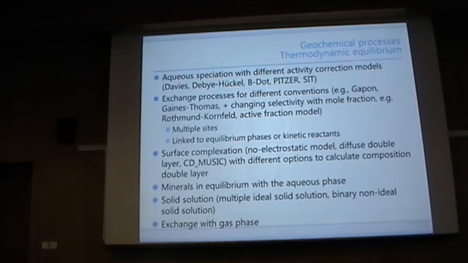Then, with respect to thermodynamics, what kind of processes are in there? That's all the profit we can take from all the processes which are in PHREEQC. So there are aqueous speciation calculations, and there are different activity correction models. The low ionic strength models like Debye-Hückel and B-dot. But in PHREEQC you can also have the high ionic strength activity correction models such as Pitzer and an ion interaction model.